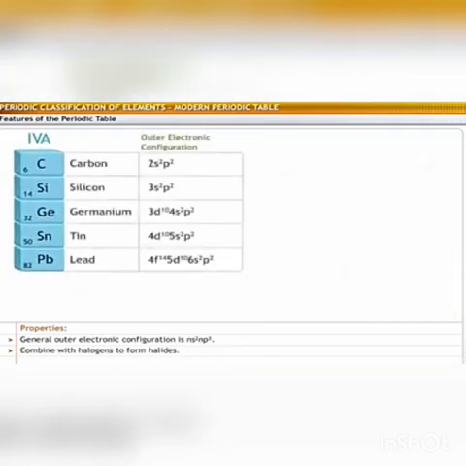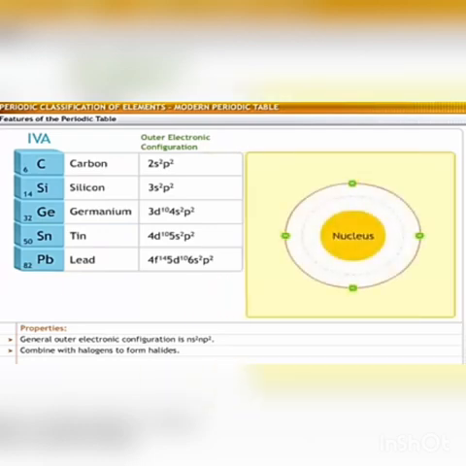Let's move to group 4. The elements in this group are carbon, silicon, germanium, tin, and lead. These elements contain 4 valence electrons, and their general outer electronic configuration is ns2np2.